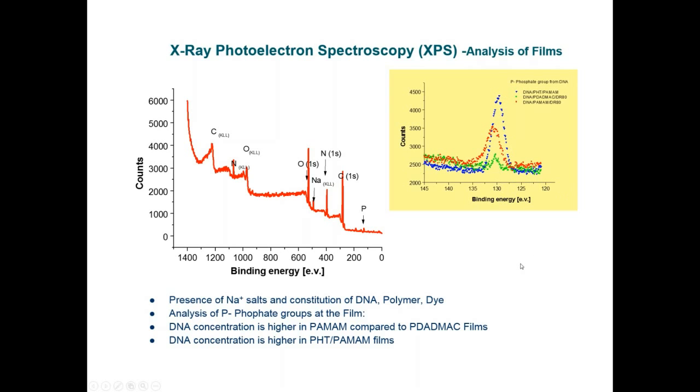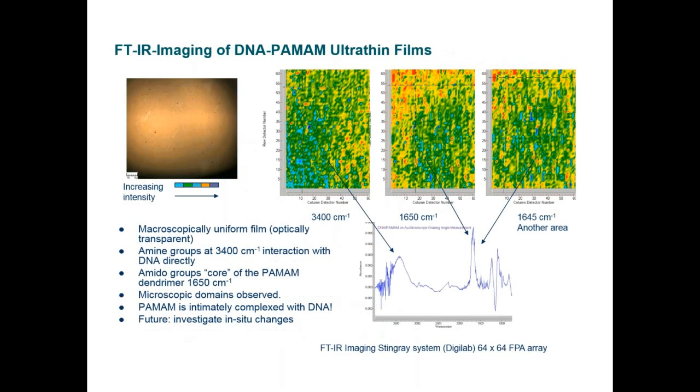Again, an important information we can derive from FTIR imaging. This is FTIR imaging of a 64 by 64 array. So what you can imagine is we take this optical image and then use the IR imaging setup, which shows the distribution of DNA corresponding to the amine group at 3400 on the surface. So 3400, this shows how the DNA is distributed with increasing intensity as you go to more orange color.